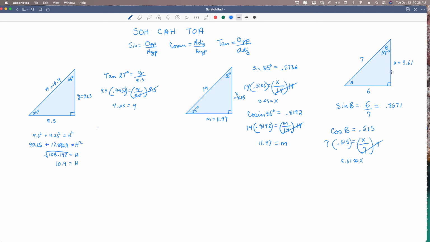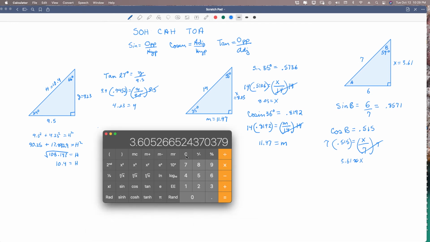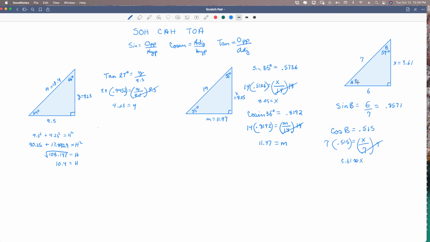So now we have the hypotenuse, we have the length of x, we have this leg here. Let me make sure that I have the length of that leg correct. Let's find the angle that we're missing. So 180 minus the right angle minus 59 is equal to 31. So A is 31 degrees.